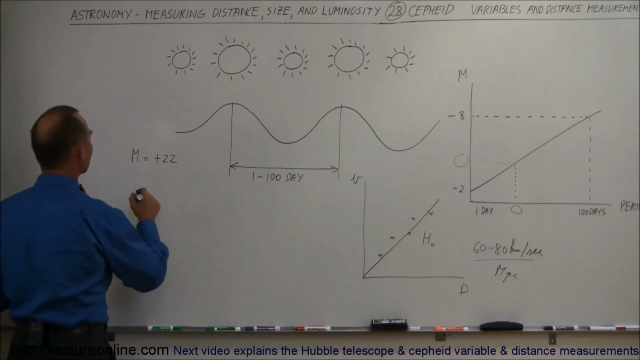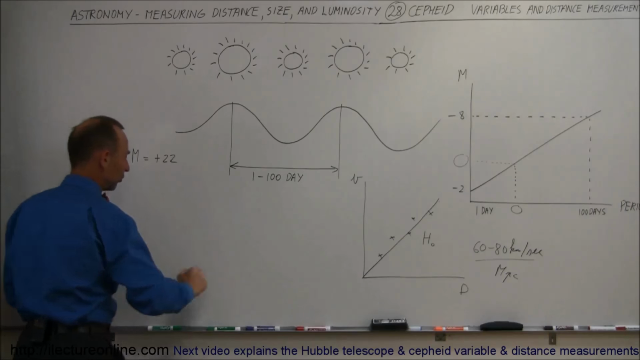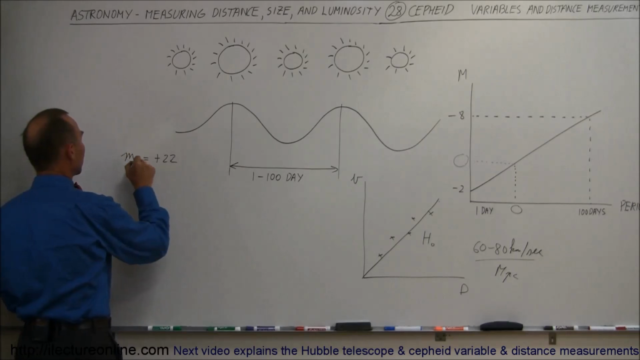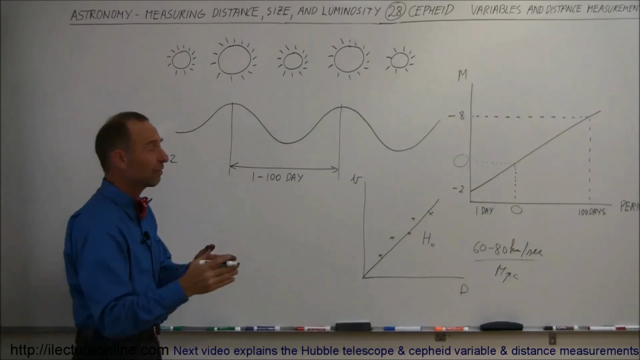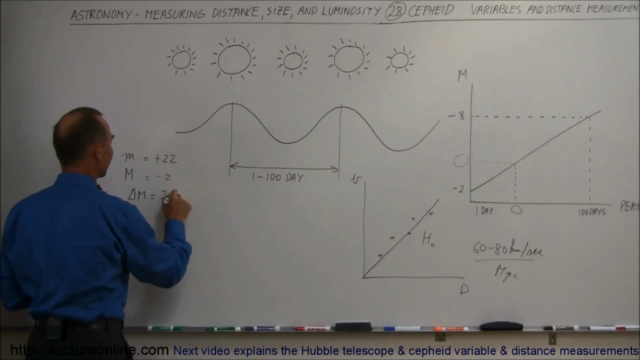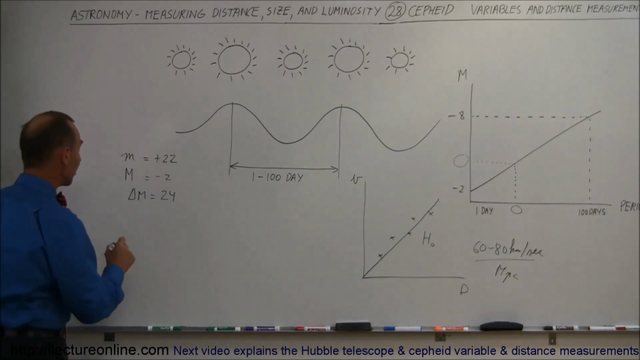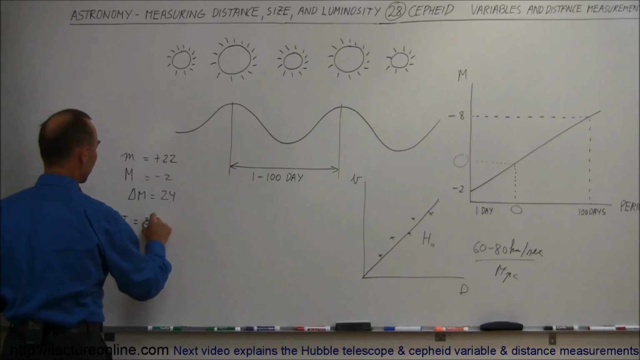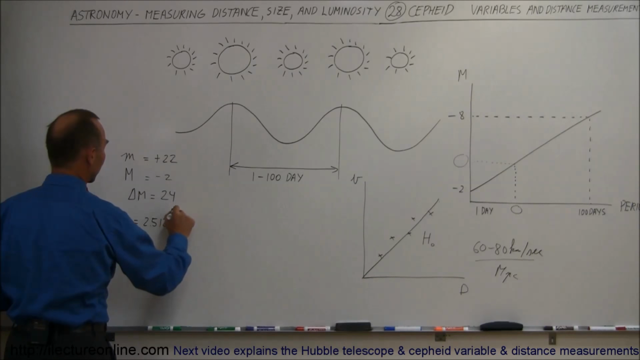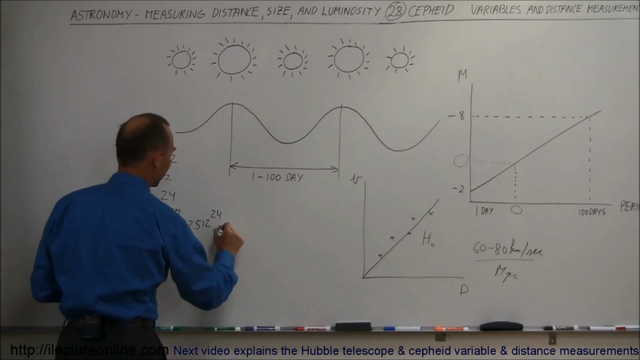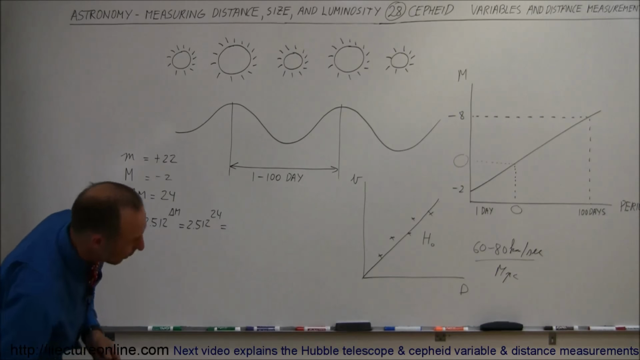So the way we do that is we find the apparent magnitude. We're going to look for one as far away as possible. So the apparent magnitude will be +22, and the absolute magnitude will be, let's start with the dimmest of the Cepheid variables, a -2, so that delta M is equal to 24. The next thing we do is find the difference in the intensity, which is equal to 2.512 raised to the delta M power, which is 2.512 raised to the 24 power, which is, with a calculator, let's find out what that is equal to.